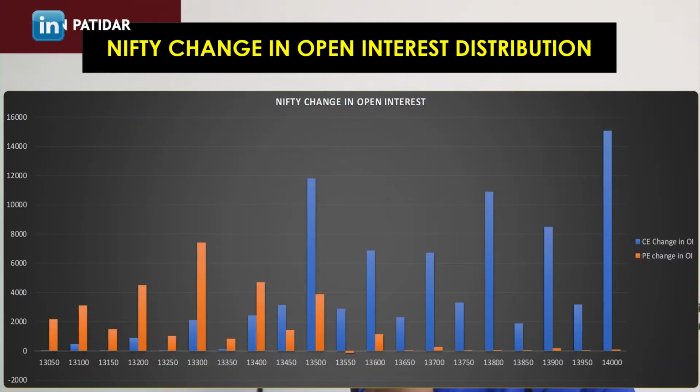Now let's analyze Nifty change in open interest distribution. If you see here, the support is at 13,300. Where is the resistance?